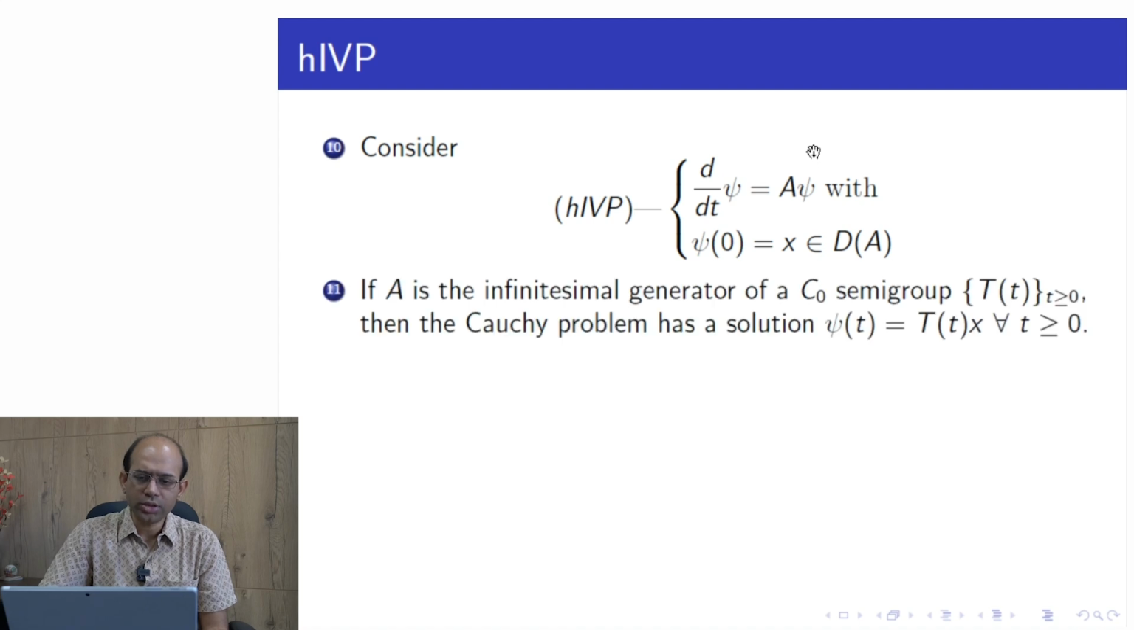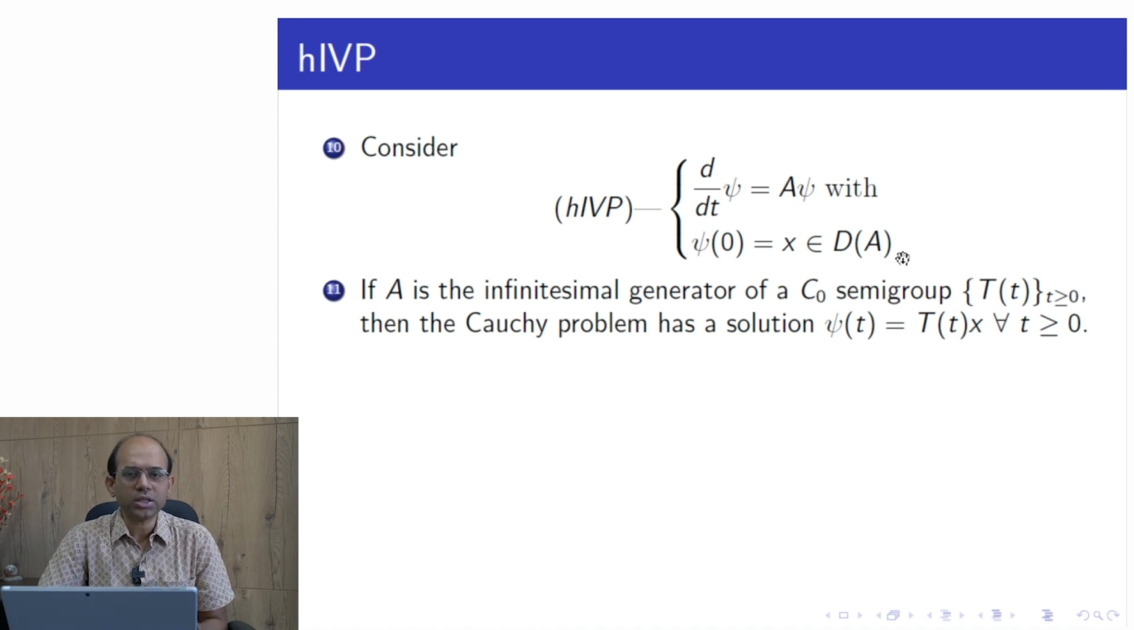So here is a statement: if you consider this homogeneous initial value problem, and A is the infinitesimal generator of a C0 semigroup T, then the Cauchy problem has a solution, and the solution psi of t is capital T of t applied to x. Here x is the initial condition. So given the starting x, this is the solution. So the solution is also very easily written here.